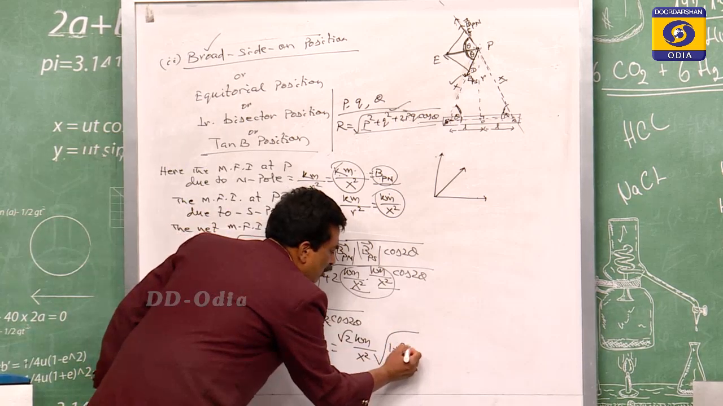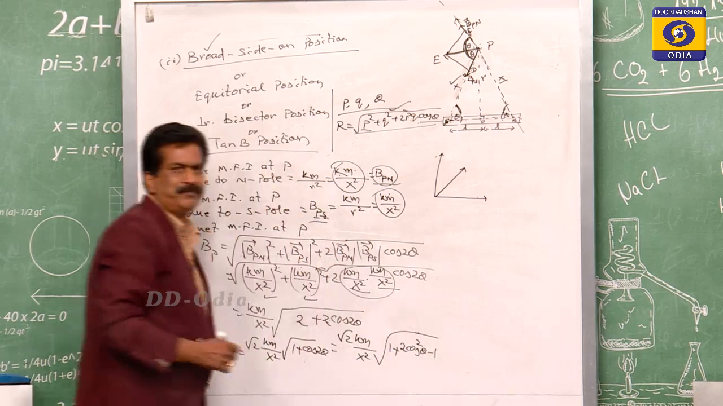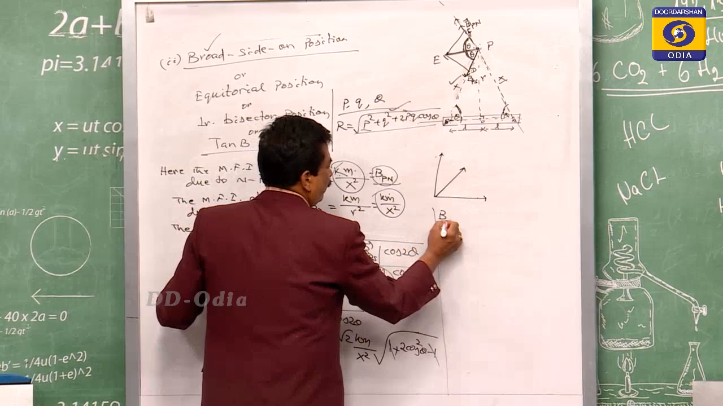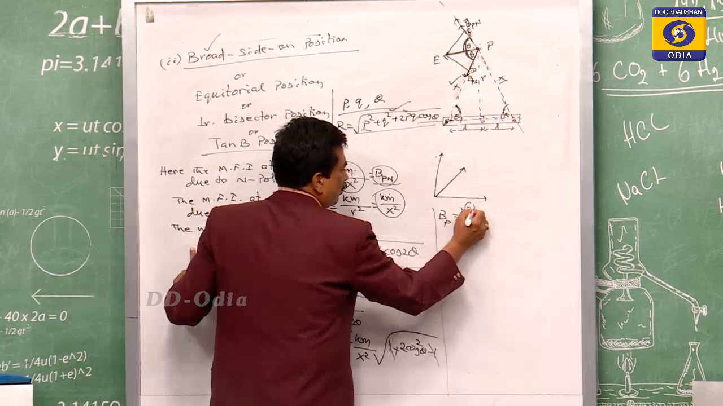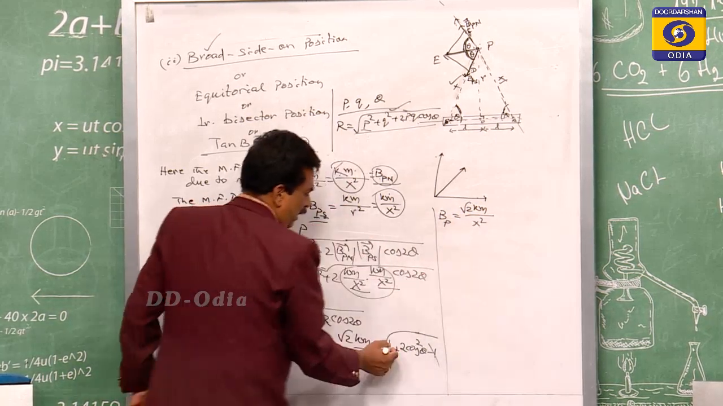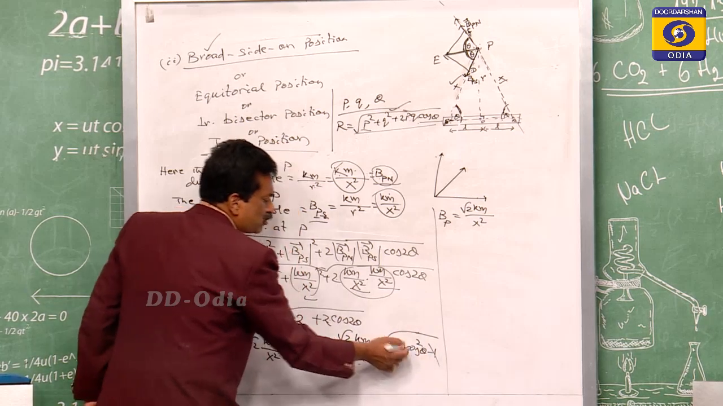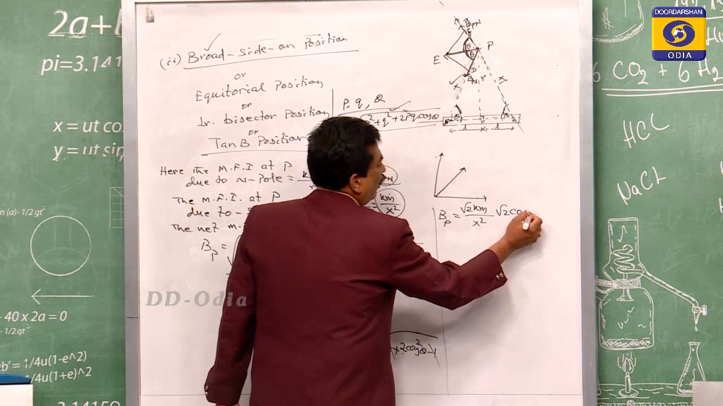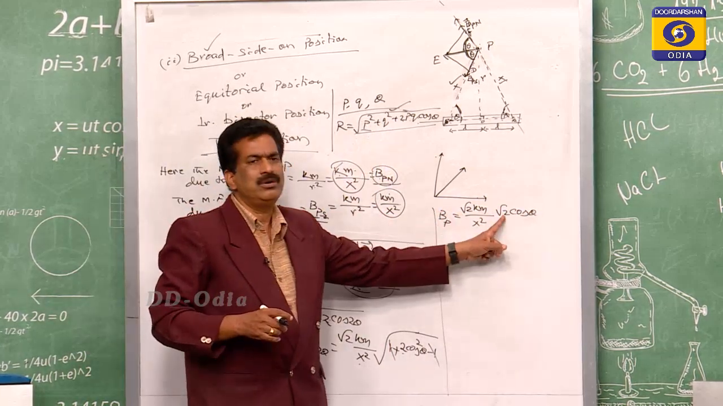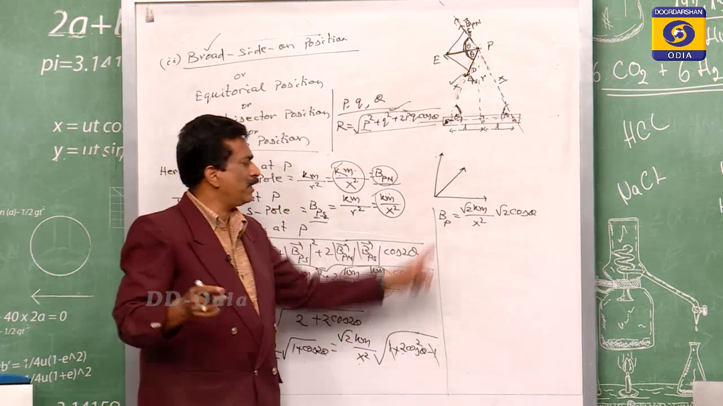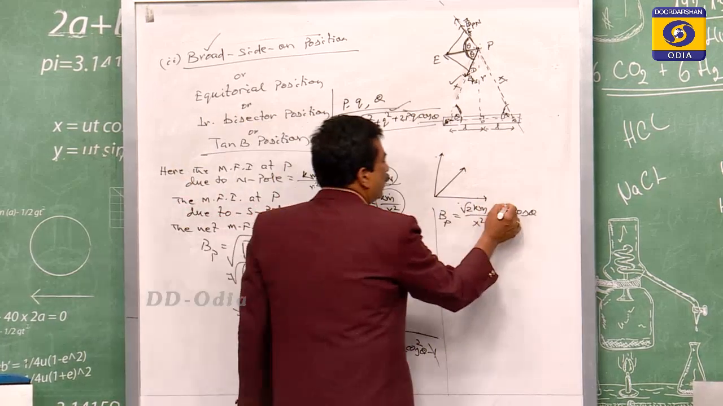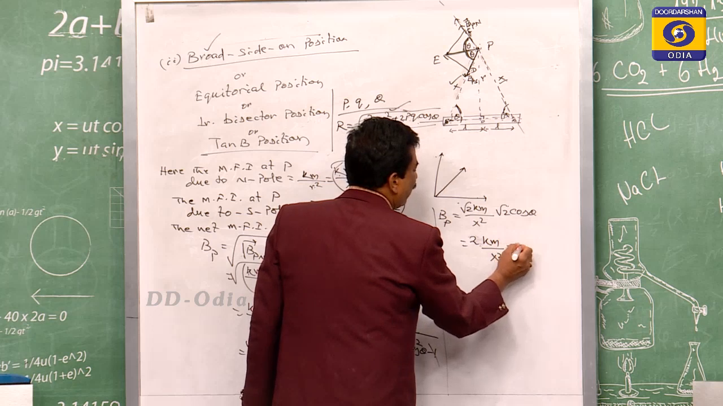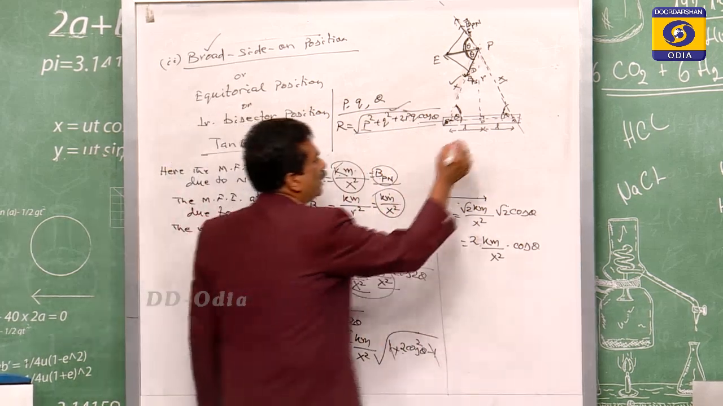The cos 2 theta formula is 2 cos square theta minus 1. So you see this plus 1 minus 1 cancels. So B_P is equal to root 2 Km by x square, then the 1s cancel, only root of 2 cos square theta. That again gives another root 2, then the root of cos square theta is only cos theta. So it is root 2 times root 2, it is not plus, it is multiplication, so that is equal to 2 Km by x square times cos theta. Theta is this one.